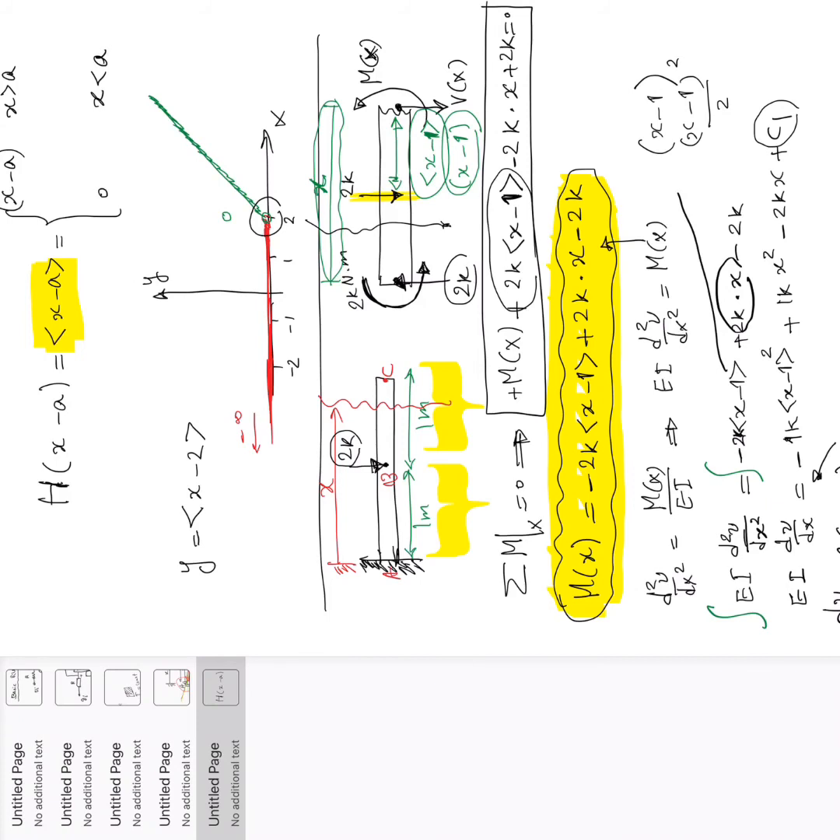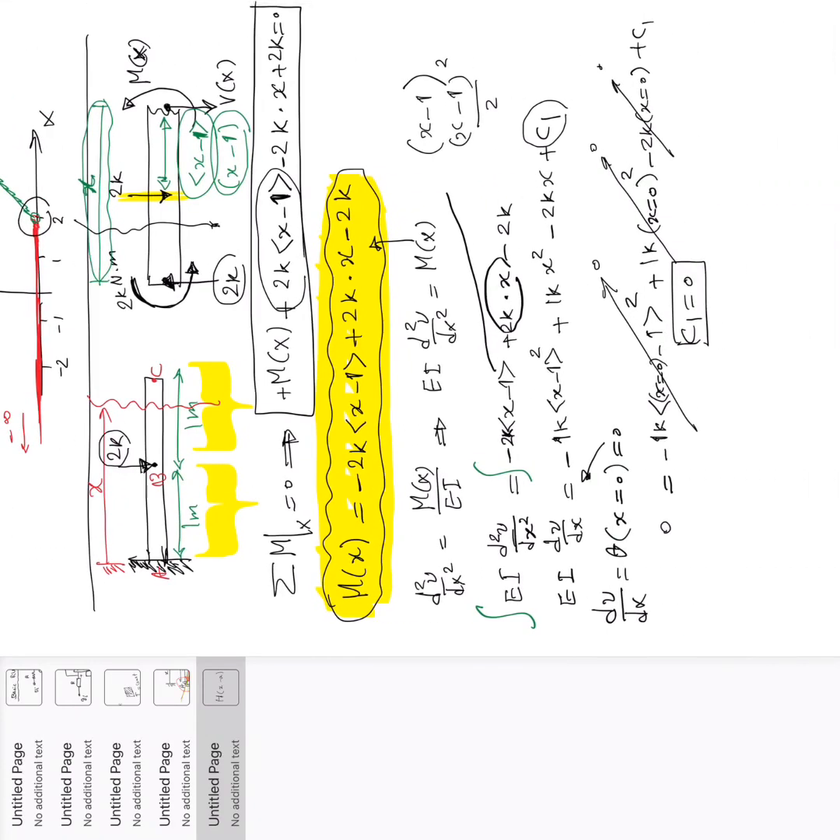Because x equals 0 is smaller than 1, the Heaviside is identical to 0, so immediately this is 0. This is by definition of parentheses 0. This is also 0. So your c1 is equal to 0.